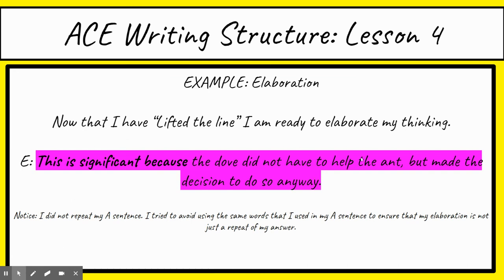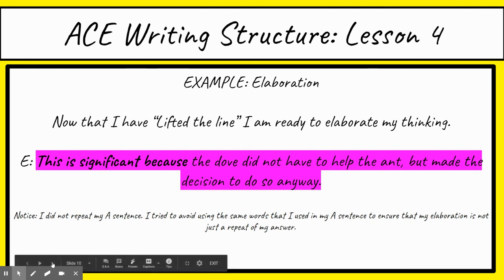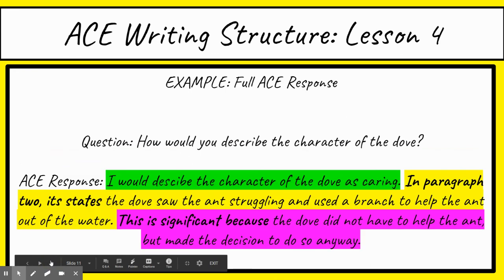Me saying the dove did not have to help, but made the decision to do so anyway, tells my reader that the dove is caring. I don't need to say the word caring again. So now I put it all together as an ACE response.